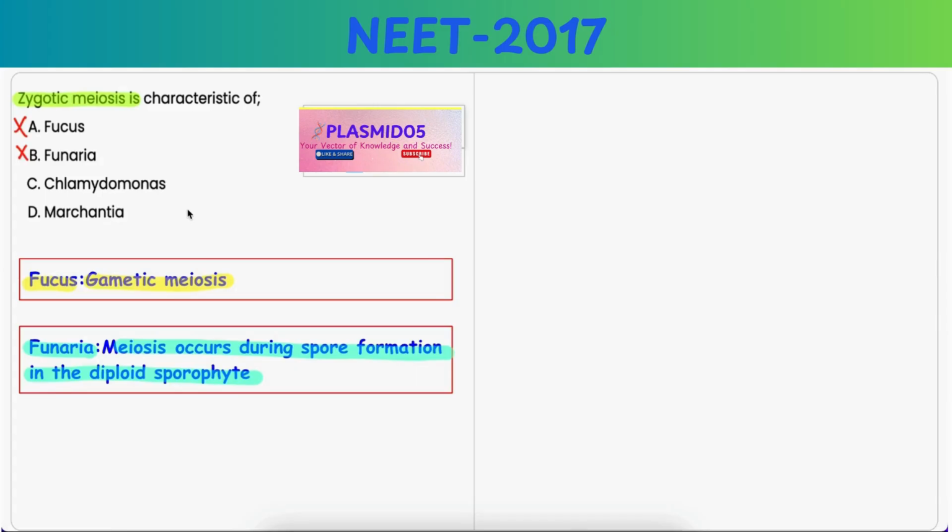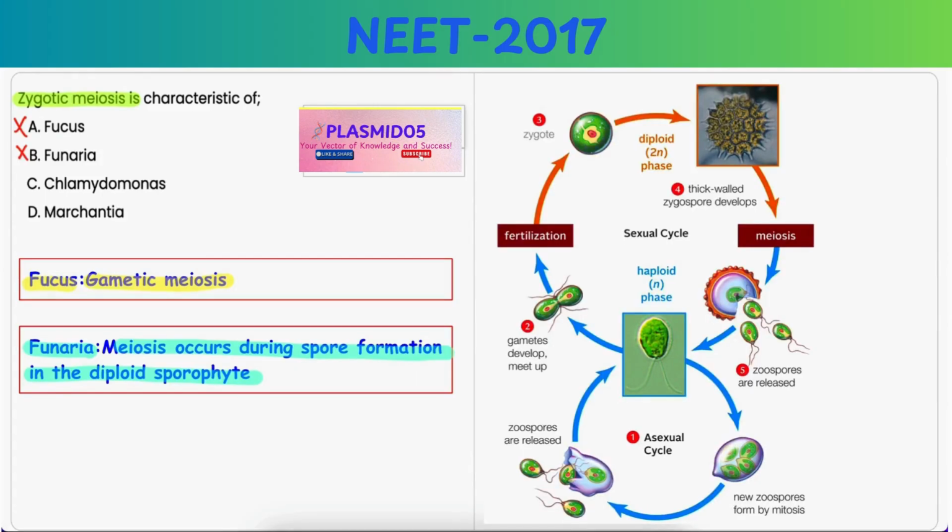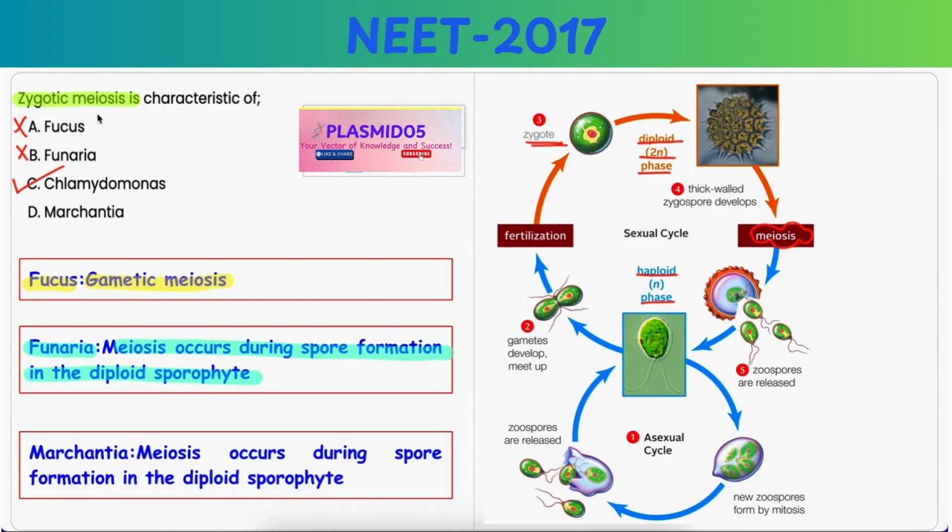zygote. Option C, Chlamydomonas. Now, certain species of Chlamydomonas exhibit zygotic meiosis. That is, the zygote is the only diploid stage, and meiosis occurs immediately after zygote formation to produce haploid cells, characteristic of organisms with a haplontic life cycle. Hence, it is the correct option. Option D, Marchantia. It is also incorrect because in the life cycle of Marchantia, meiosis occurs during spore formation in the diploid sporophyte, but not in zygote.